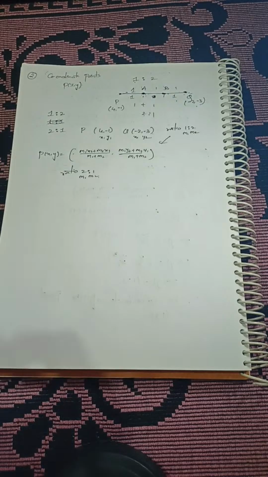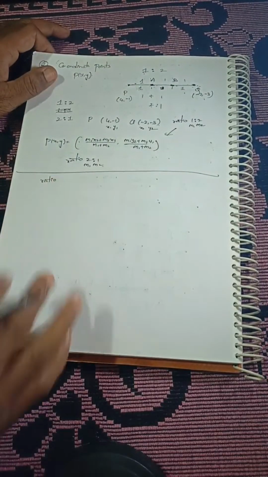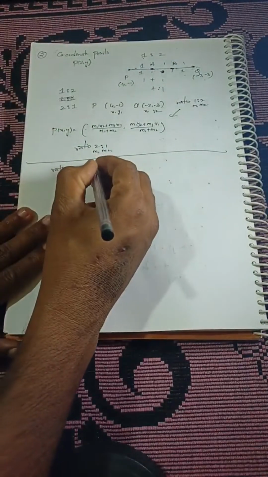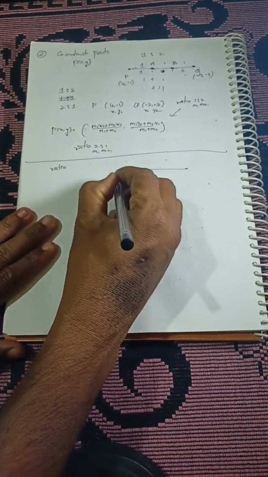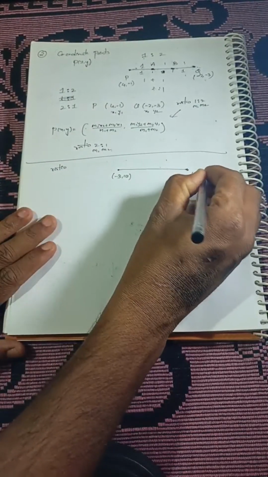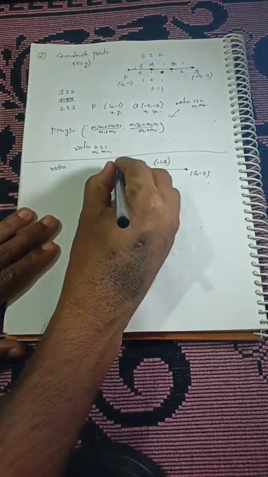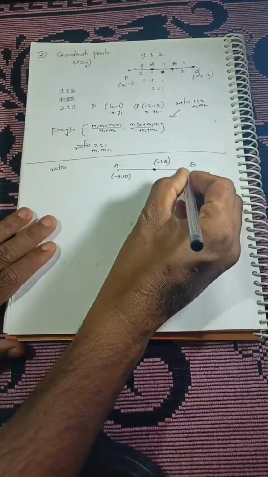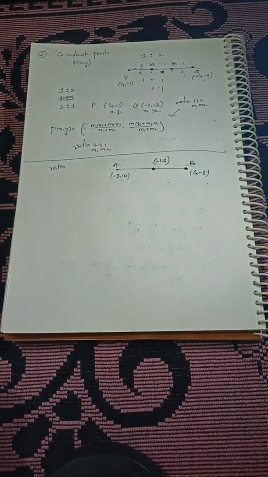Sir, if ratio is given like this, then if ratio is not given, how do we find it? Now see, I am finding out the ratio problem. See, the line segment we are having. The first point is (-3, 10) and the second point is (6, -8), divided by the point (-1, 6). A point, B point, we are taking the 2 points. These 2 points are divided at the point (-1, 6).